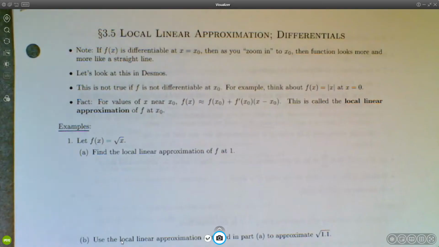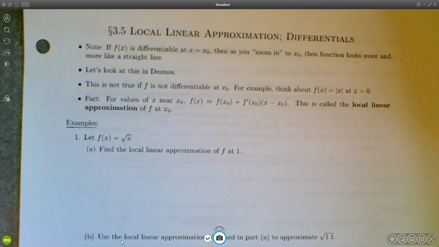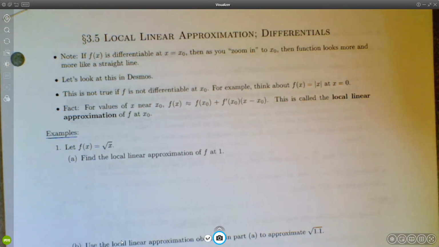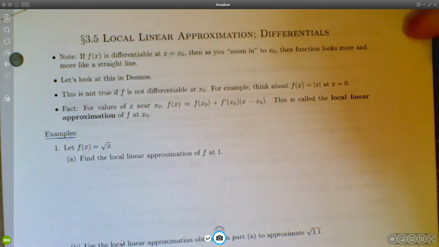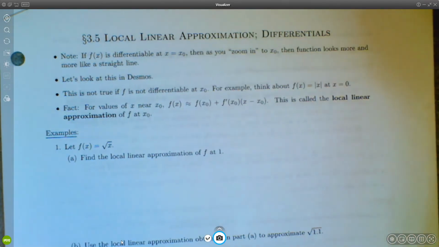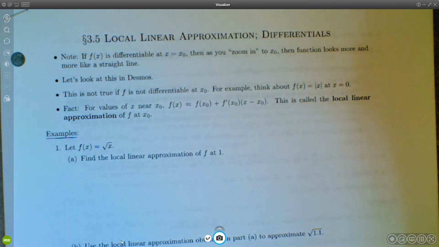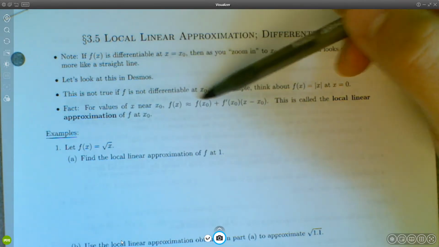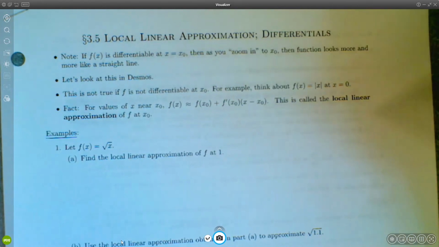But it is true that if a function is differentiable at a point, then if you zoom in close enough, it's going to look more or less like a straight line, which means that at any given point along a differentiable function, you can approximate that function, as long as x is really close to the place where it's differentiable, with a straight line. So the line that does this trick is this one right here. So f of x is approximately f of x naught plus f prime of x naught times x minus x naught.